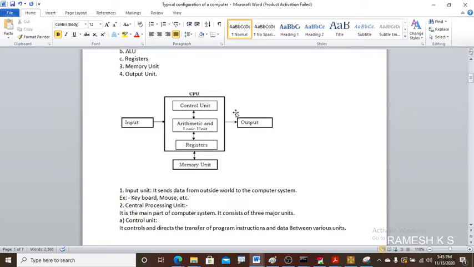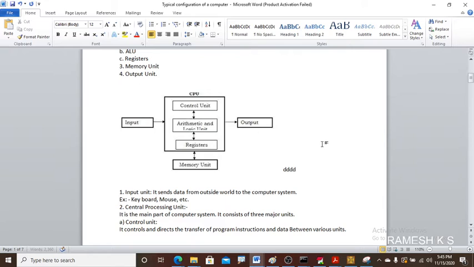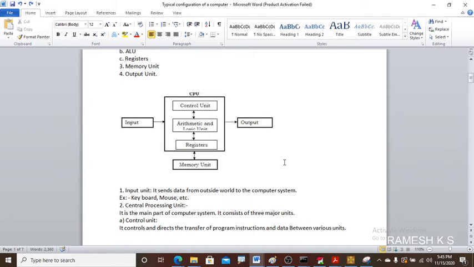So this is an input operation. It sends data, that means we are giving data. Suppose I am giving some data here like this. This is an input operation. So it requires some unit, right? That is the input unit. In order to handle this input unit, we require some devices which are called keyboard or mouse.